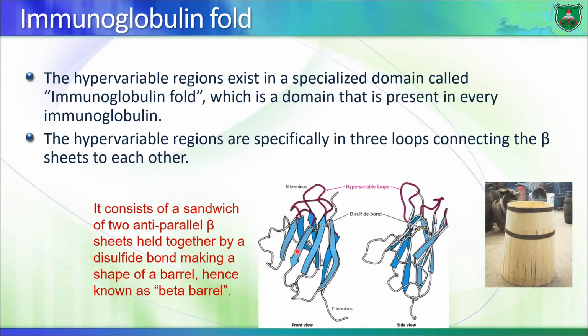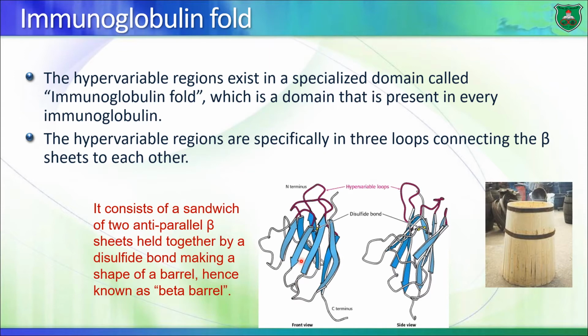Because of the way it looks, that is, you have these beta strands, and they go around in such a structure, they look like a barrel.